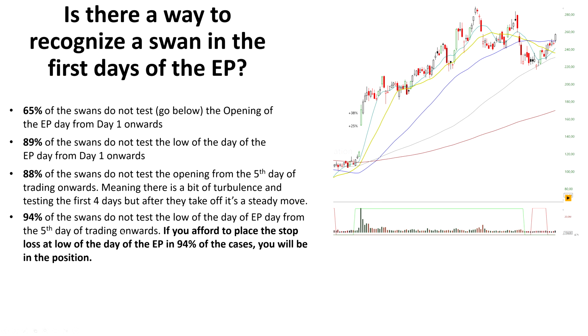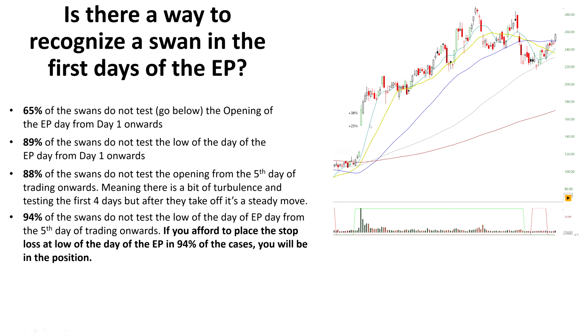Okay, 94% of the swans do not test the low of the day of EP day from the 5th day of trading onwards. Let me read it again. 94% of the swans do not test the low of the day of EP day from the 5th day. So from day 5 onwards, if you put your stop at the low of the day of EP day, sometimes it's challenged, but in 94% of the cases, it will not come to that area. So you stay in the trade for a long time.